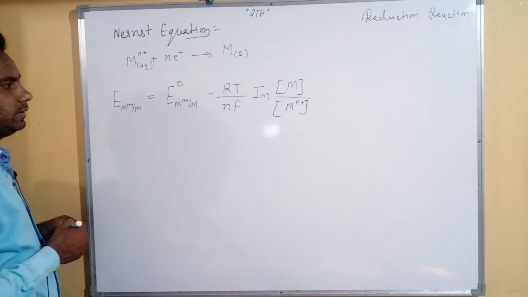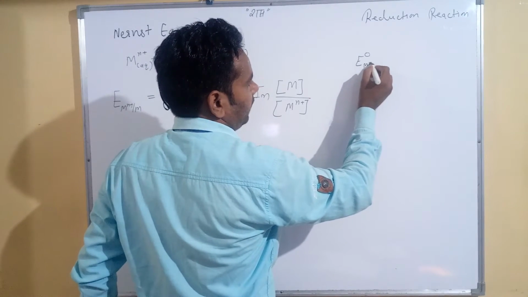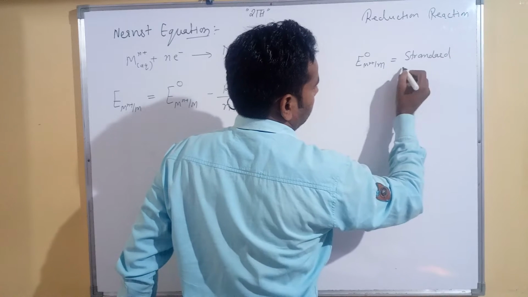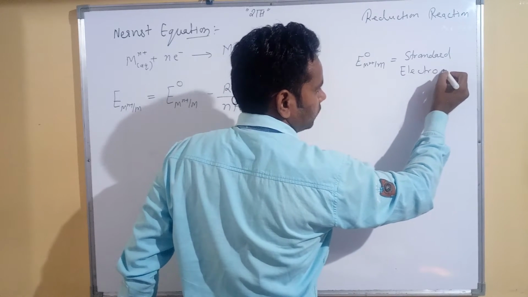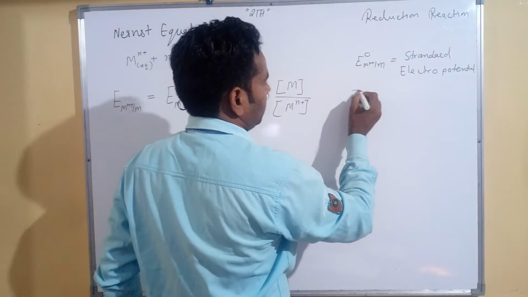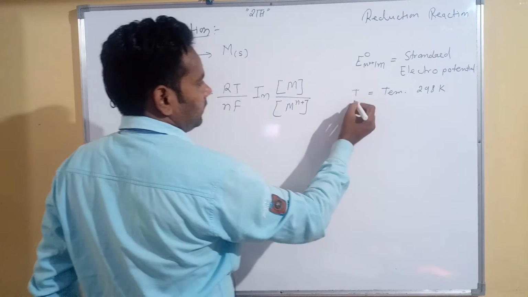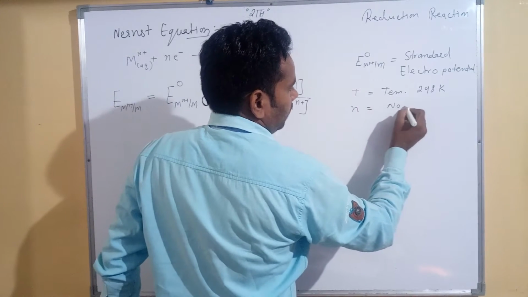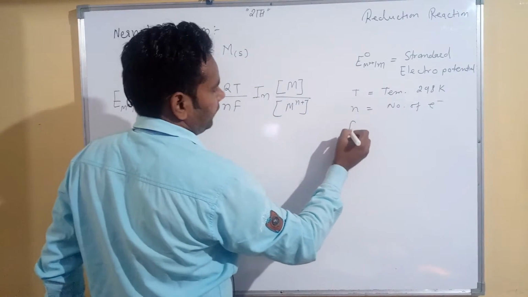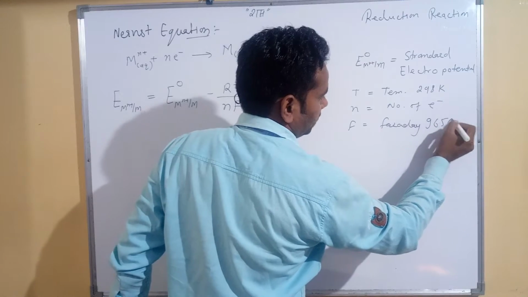Then some basics are there. E naught M^n+ upon M is equal to the standard electrode potential. T is the temperature, like 298 Kelvin. N is the number of electrons. Then F is equal to Faraday, and its value is 96500 Coulomb.